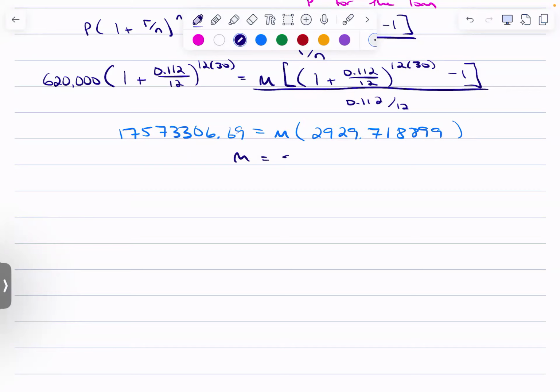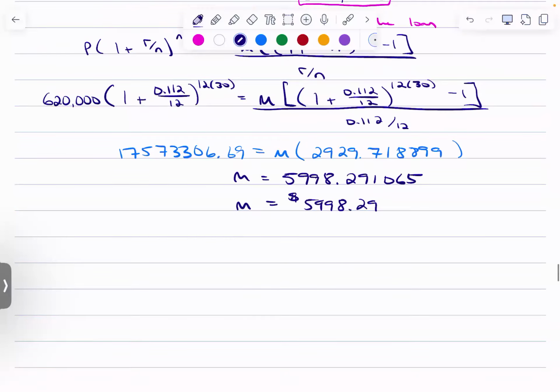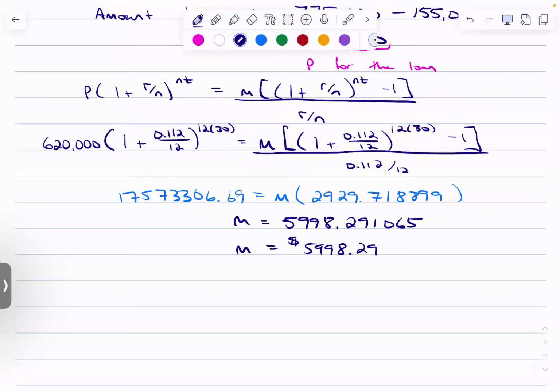I get a payment of 5,998.291065. Or in monies, $5,998.29. Luckily, interest rates are not 11.2%.